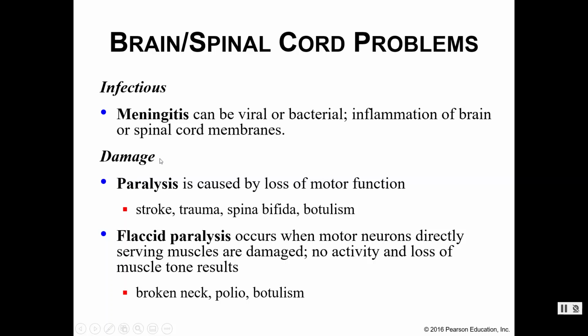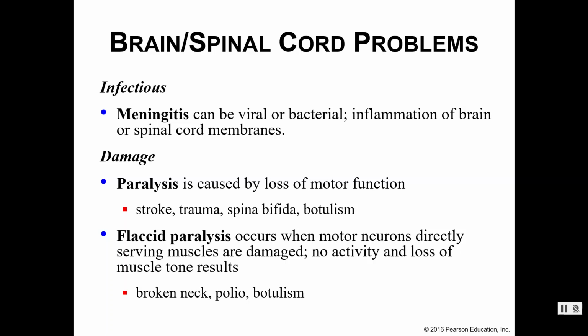We could have some sort of damage to the brain or spinal cord. So general paralysis is caused by loss of motor function. This could be due to a stroke, trauma, like physical trauma, perhaps spina bifida, which we'll talk about a little bit later, or even botulism. And then there are subsequent categories or types of paralysis.